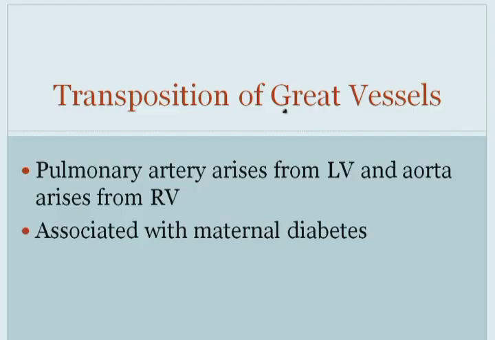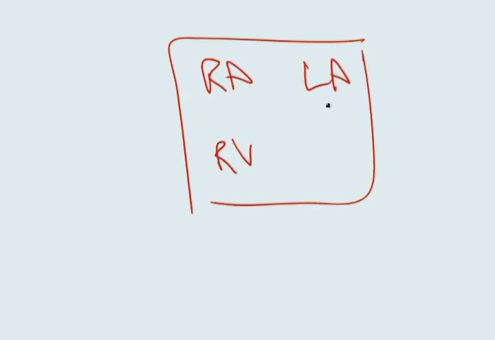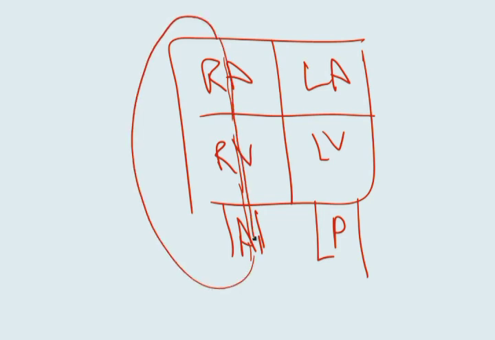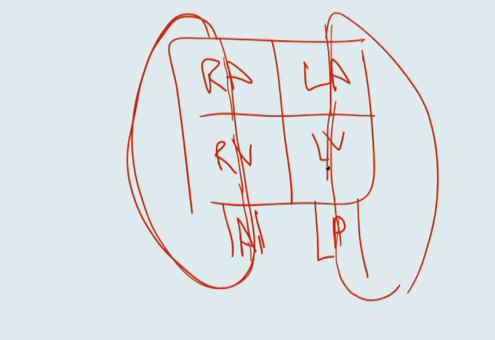The next disorder is transposition of the great vessels. The anatomy here is very straightforward, so let's just explain it. Right atrium, right ventricle, left atrium, left ventricle. Transposition means that the aorta will come off the right side and the pulmonary trunk will come off the left side. Now you can imagine right atrium to right ventricle to aorta. The aorta eventually goes through the systemic circuit and drains back into the right atrium. So you're going to create a circle here. And then left atrium to left ventricle to pulmonary circuit. Of course, the pulmonary circuit eventually drains into the left atrium. So you're going to create a separate circuit here. So this is going to result in two independent circuits that do not mix.